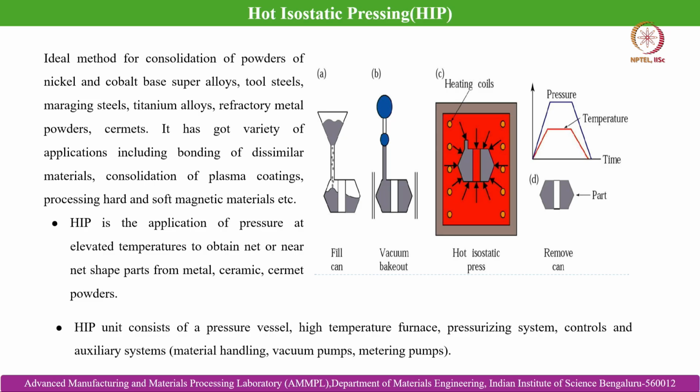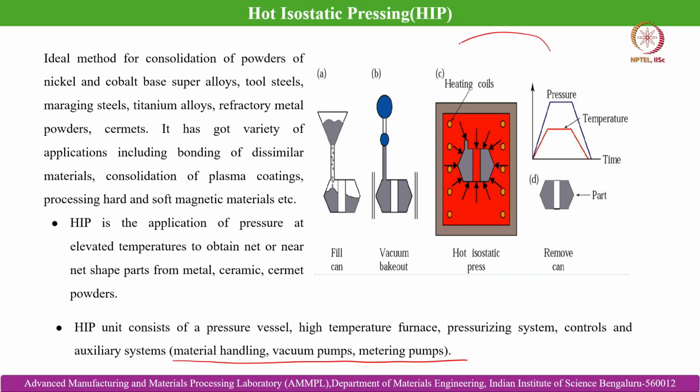It has a variety of applications including bonding of dissimilar materials, consolidation of plasma coatings, processing hard and soft magnetic materials, etc. HIP is the application of pressure at elevated temperatures to obtain net or near net shape parts from metal, ceramic, cermet powders. And a HIP unit consists of a pressure vessel, high temperature furnace, pressurizing system, controls and auxiliary systems, like material handling, vacuum pumps, metering pumps, etc.